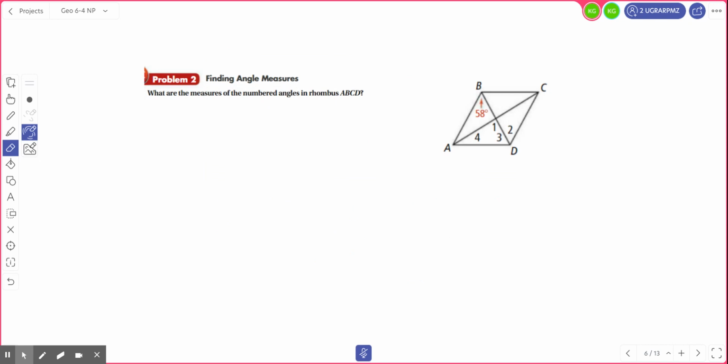All right, so now we have a problem to work on with what we just learned, finding angle measures. We have to find the numbered angle measures. Well, pretty easy. These are perpendicular. So the measure of angle 1 is 90 degrees. Now we know that this is 58, which means that angle 3 is also 58, and angle 2 is also 58. So the measure of angle 2 and the measure of angle 3 are both 58.